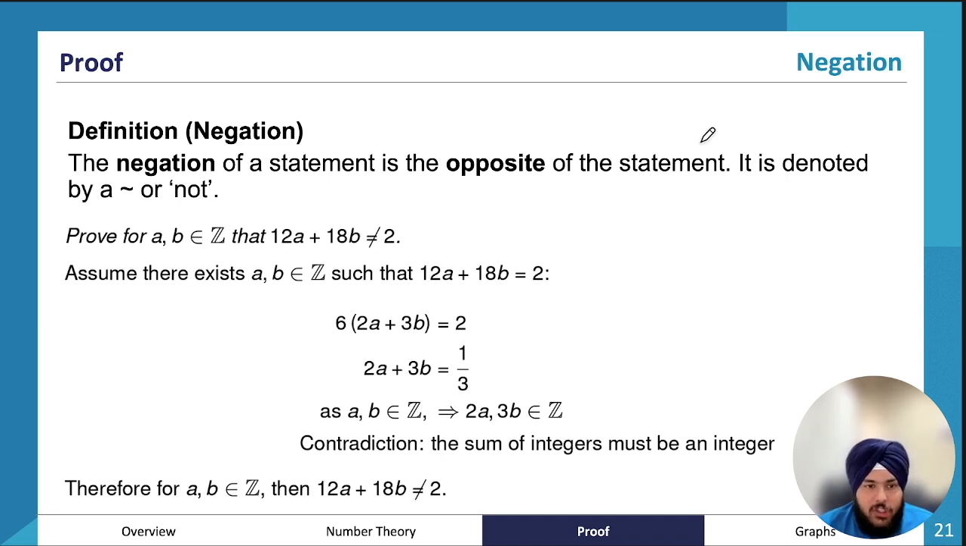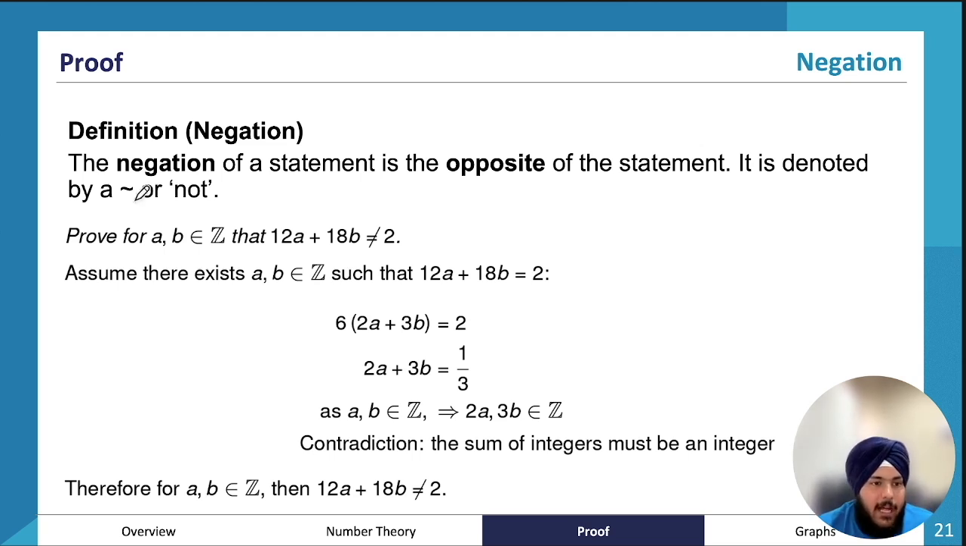Next, we have negation proofs. So this is basically showing that the opposite statement is true. Prove for A, B all integers that 12A plus 18B is not equal to 2. If we're showing that it's not equal to 2, a negation proof will involve trying to show that it is equal to 2, and then ultimately showing the contradiction.